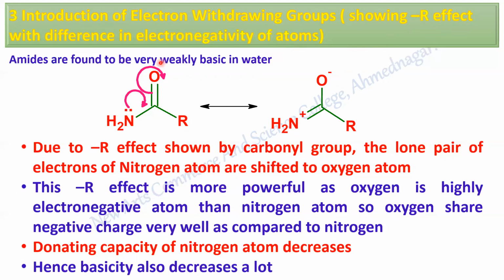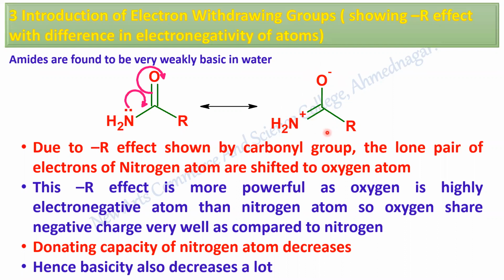The minus R effect with difference in electronegativity of atom. Nitrogen electronegativity and oxygen electronegativity are different. Nitrogen is less electronegative than oxygen. So in that case, this resonance effect is more powerful and more effective, because the electron density transfers from the less electronegative atom to the more electronegative atom. Such a type of resonance, we call a more powerful minus R effect.